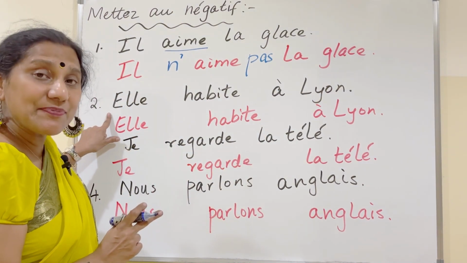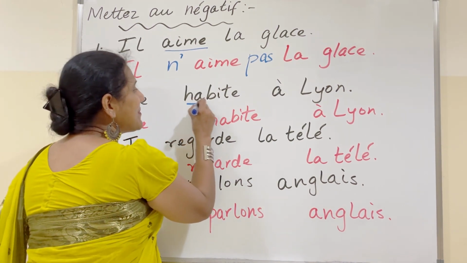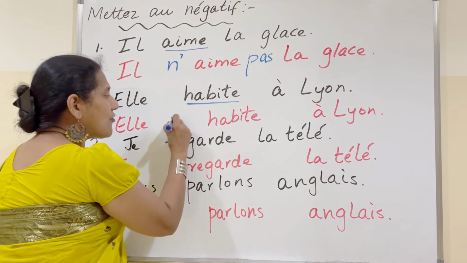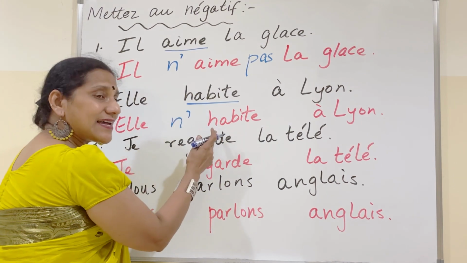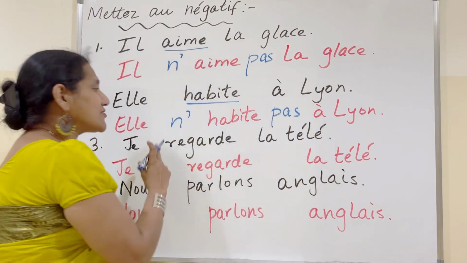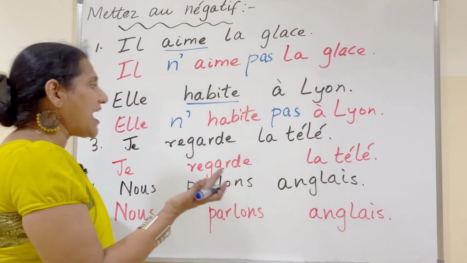Let's take another example. Habite. The verb is habite. So, elle habite à Lyon. Put ne before the verb. It begins with a silent H, so n apostrophe and pas after the verb. So, elle n'habite pas à Lyon.